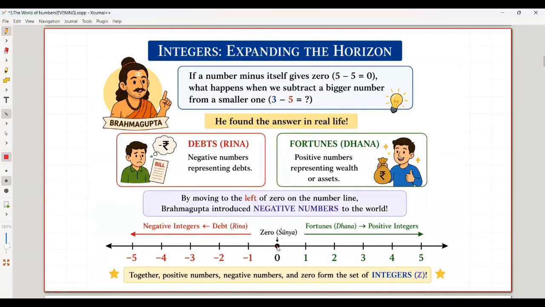So in the number line, the center will be 0. The left side of 0 is negative integers and the right side of 0 is positive integers. If you want the definition of integers: the combination of positive integers, negative integers and 0 forms the set of integers. Integers are denoted by Z. This is the symbol for integers.